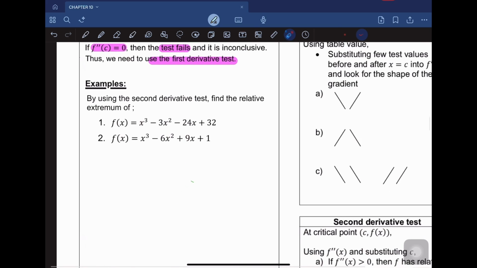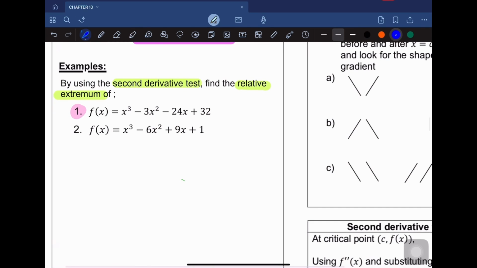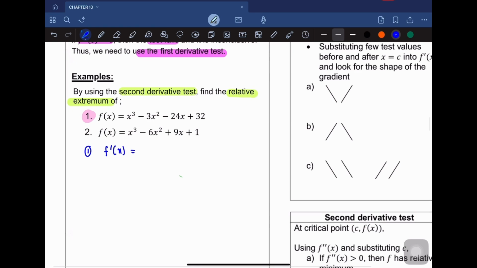Alright, so we are going to do just one example because this is very simple. We are going to try number 1. By using second derivative test, find the relative extremum. So first step, obviously, we are going to differentiate, macam before. So f prime of x is 3x squared minus 6x minus 24. To check relative extremum, you must have critical number first kan. So untuk critical number, we just let f prime x equal to 0.